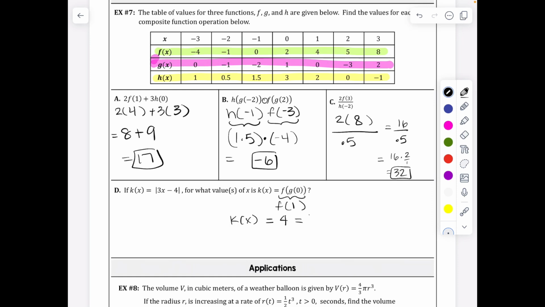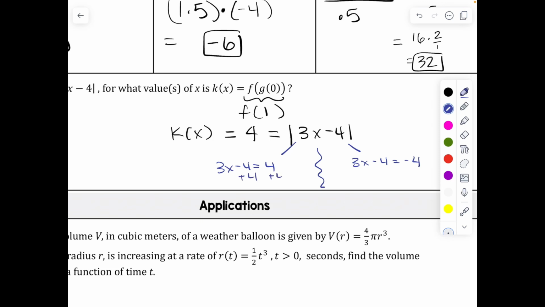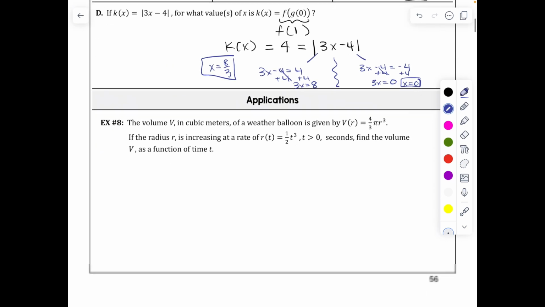Well, I can set this equal to 4 and solve it just like I did in algebra. Remember, when you see absolute value functions, we do it two different ways. We get 3x minus 4 equals 4, and 3x minus 4 equals -4. Add 4 on both sides: I get 3x equals 8, so x equals 8 over 3 on one side. Add 4 on both sides on the other: I get 3x equals 0, therefore x equals 0 on that side as well.